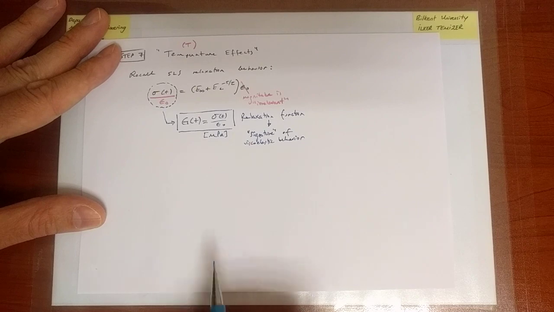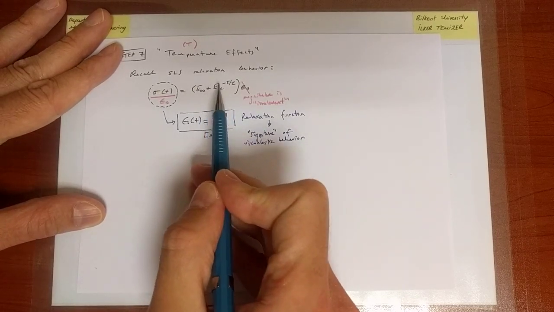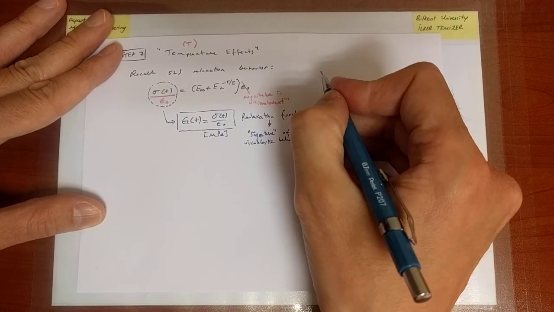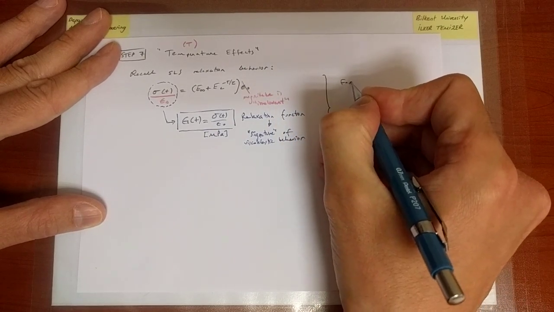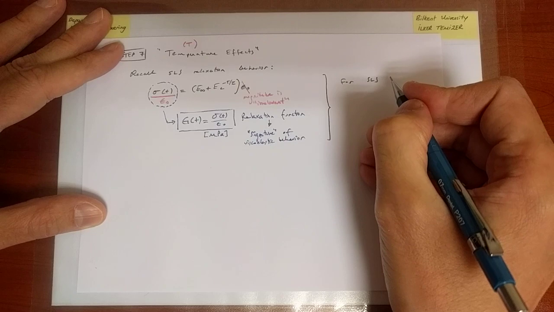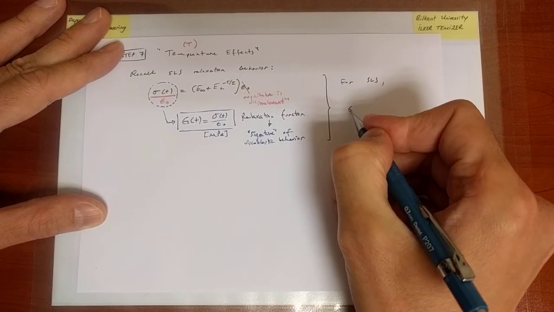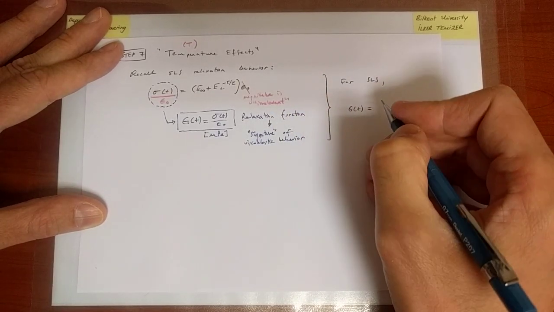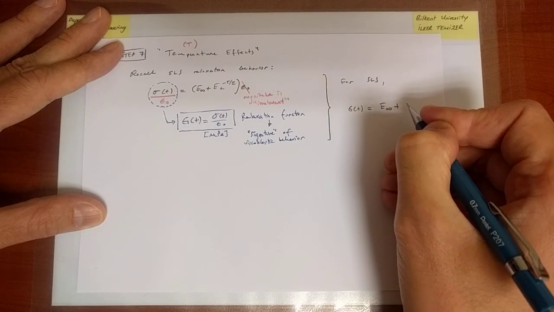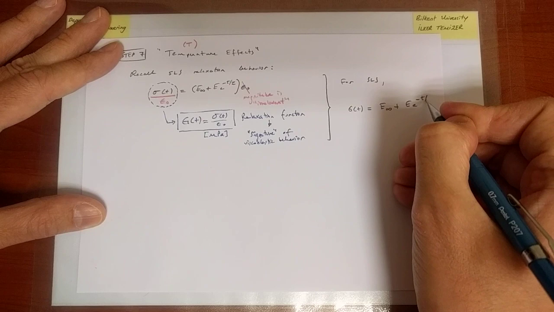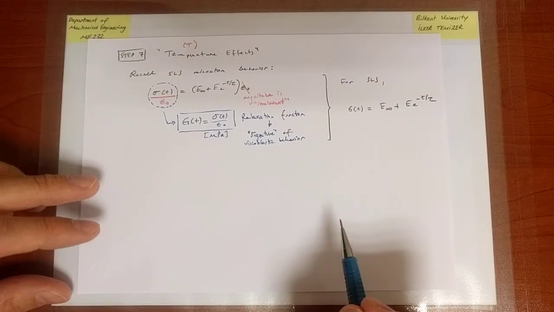Now that is a function that has an exponential variation. We're going to go ahead and plot it. But for SLS, we therefore notice that g(t) is a function which has the explicit form E infinity plus E times e to the minus t over tau.